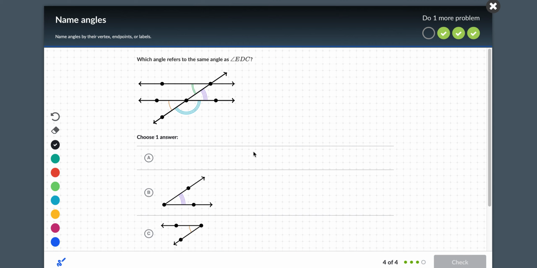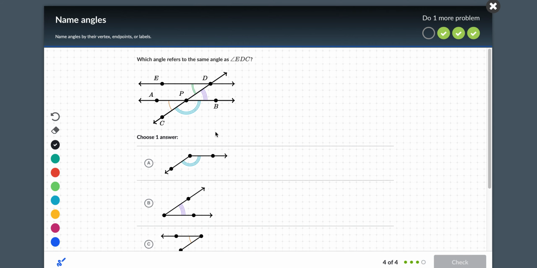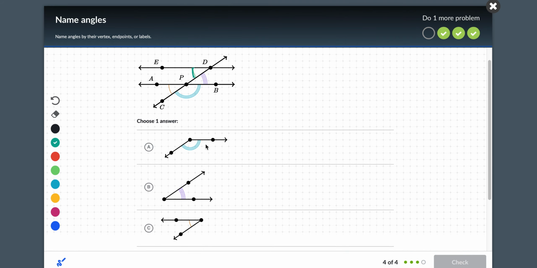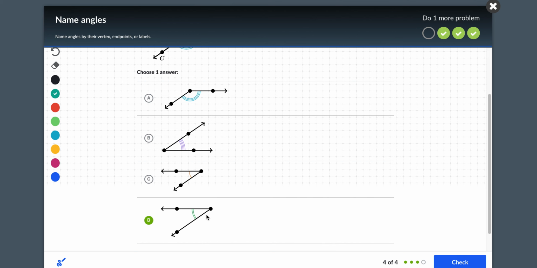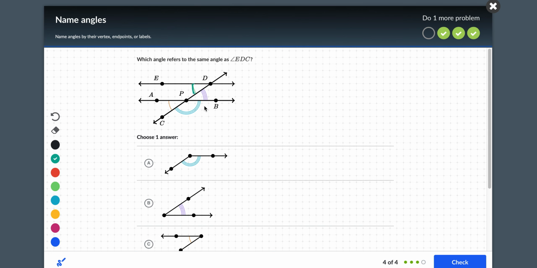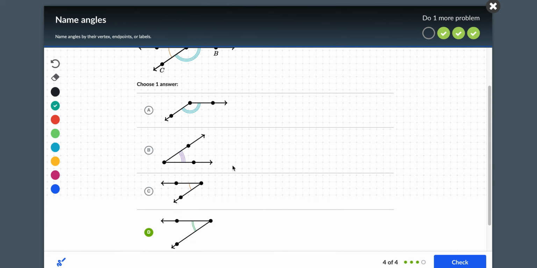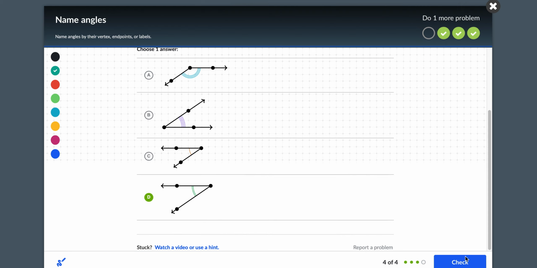Alright, so last one here. Which angle refers to the same angle as EDC? So EDC is this angle here. It's kind of confusing because there's another line passing through it, but since D is the center and E and C are to one side, it has to be this center angle, which of course is D, because it's the same kind of arc and it's the same color, and that's how you can tell.